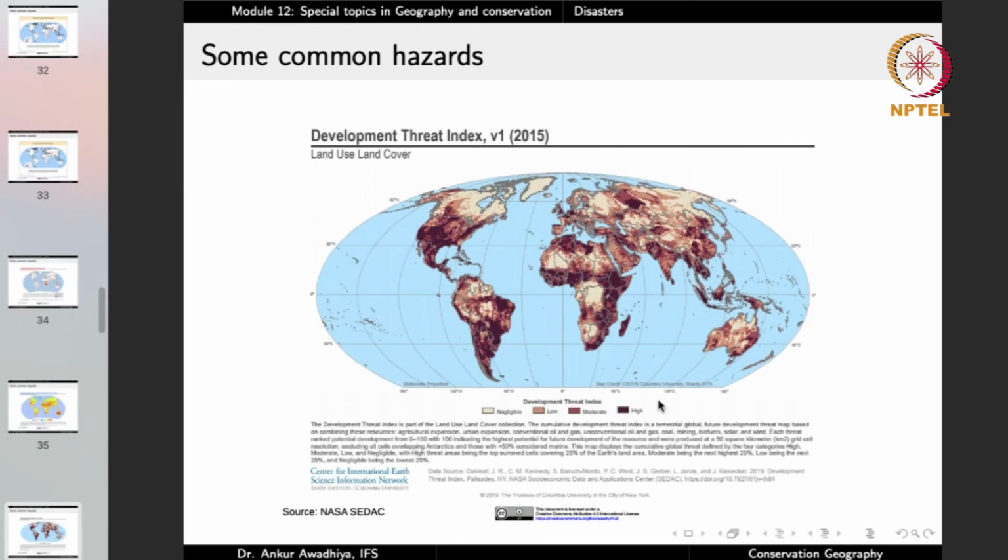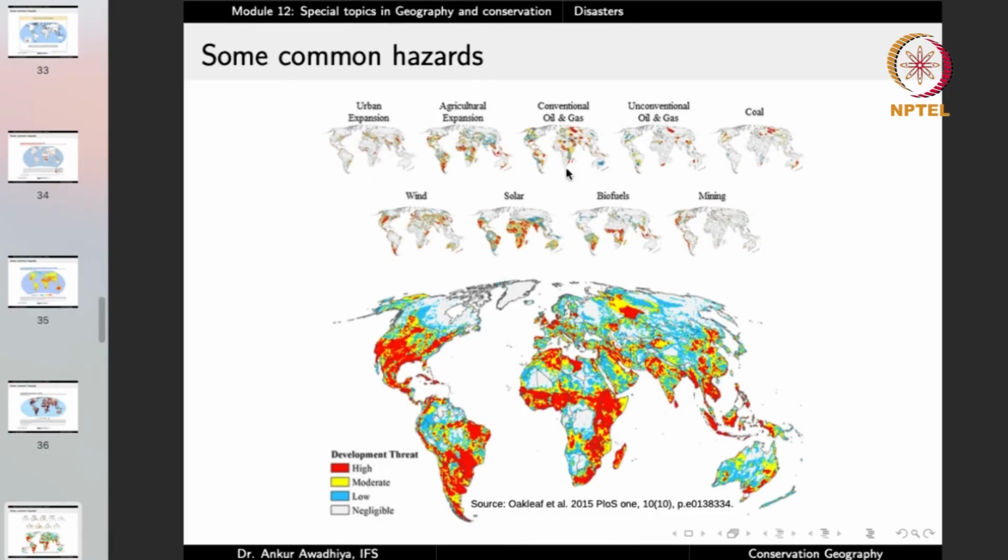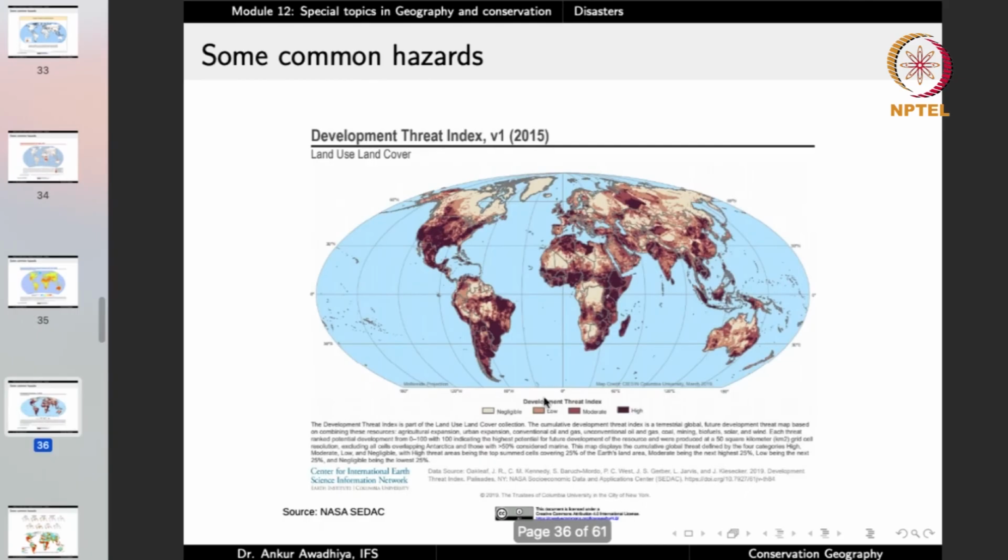Then we can also look at the Developmental Threat Index. Now this index incorporates a large number of developmental activities, and we look at their impacts on the environmental threats. Now we can look at things like urban expansion, agricultural expansion, conventional oil and gas, unconventional oil and gas, especially things like fracking, coal, wind, solar, biofuels, and mining. And if we incorporate all of them together, then we find that there are certain areas where the threat because of the developmental activities on the environment is very high.